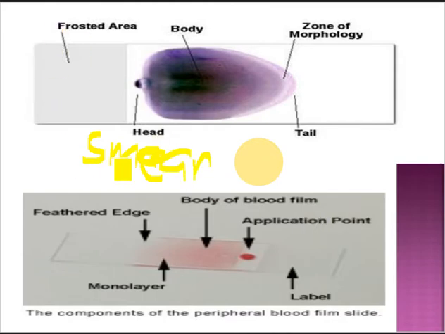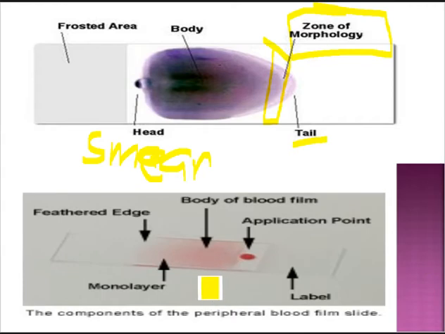Anyway, so basically, guys, for your smears, we have your head, your body, and then we have your zone of morphology. So this is really important, guys. This is where you are going to examine your specimen. And then lastly, we have your tail.